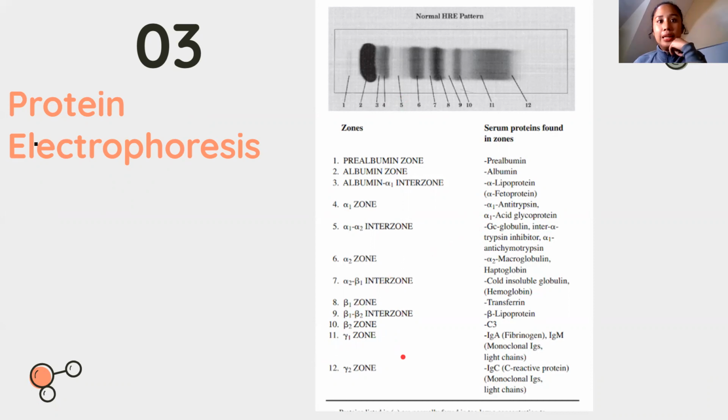Each of them has its own migration. Alpha-2 has alpha-2 macroglobulin and haptoglobin. Actually, haptoglobin, please search whether, if I'm not mistaken, it is part of the immunoglobulins. It is also an acute phase reactant.